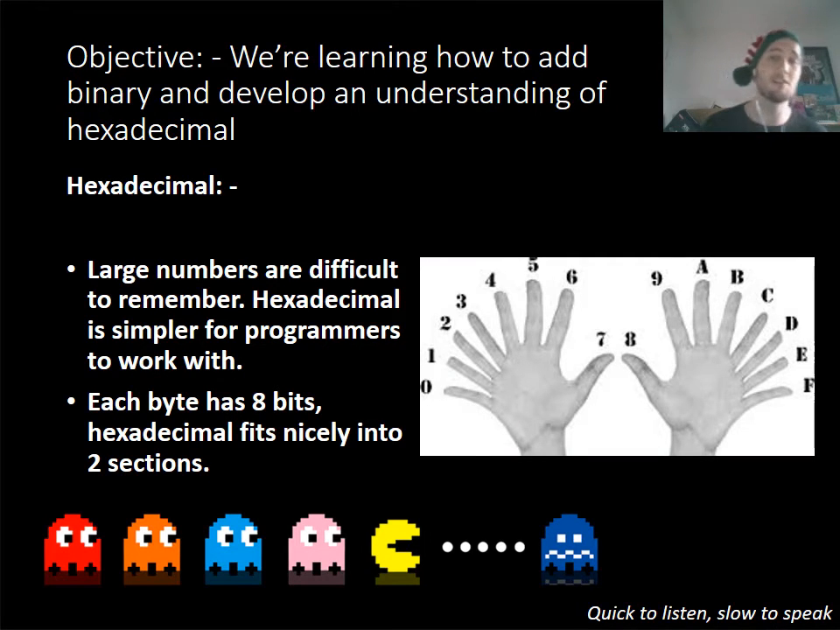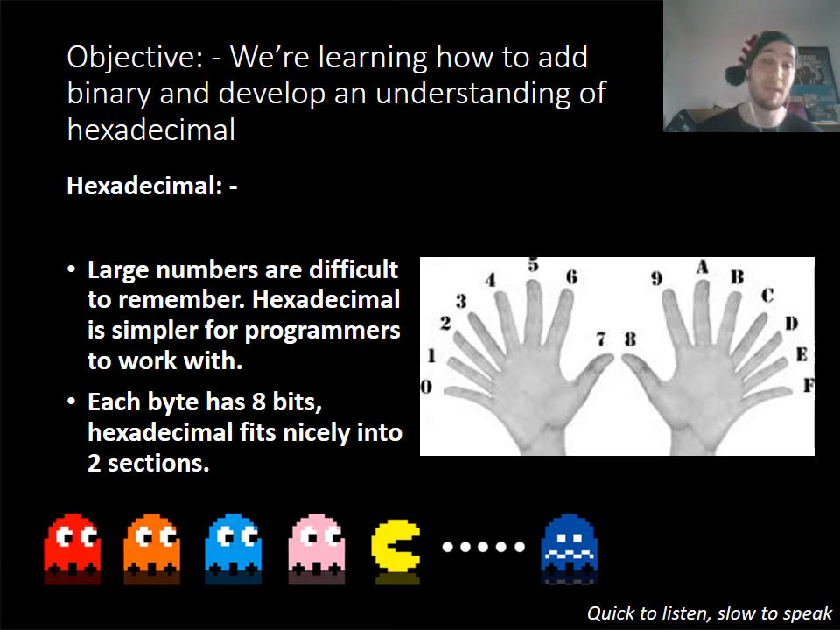So now that you've understood how to add binary, we're going to generate hexadecimal. So our second part of this lesson is that you're going to learn about hexadecimal. Now our number system goes up to 10. Hexadecimal was developed because binary is difficult to remember, and also hexadecimal fits nicely into 4 bits. It fits into a nibble.